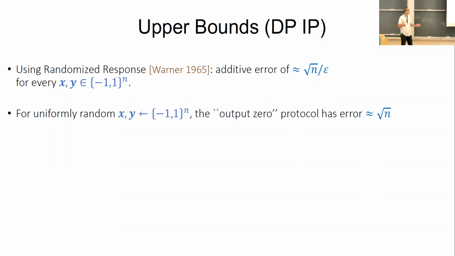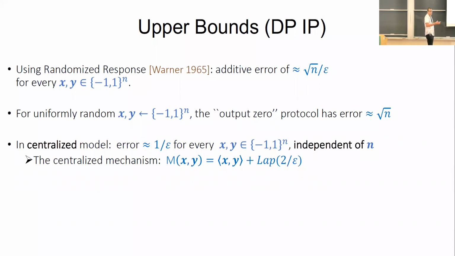And actually, if we want to focus on utility only for uniformly random databases x and y, and not for every x and y, we can do something much simpler. We can just output 0. The parties can output 0 without any interaction, and this will lead to an error of square root of n, just because the inner product of two random x and y is going to be something like square root of n. But note that in the centralized model, we can achieve a constant error, 1 over epsilon, for every x and y, independent of n, just by adding Laplace noise to the inner product.